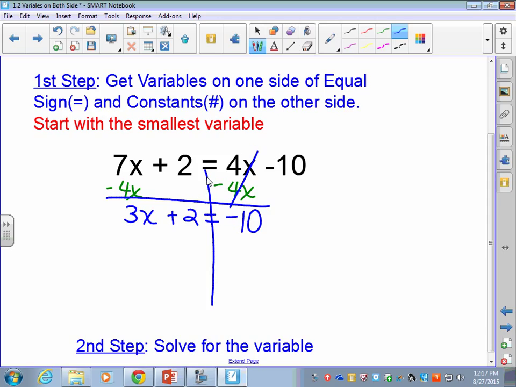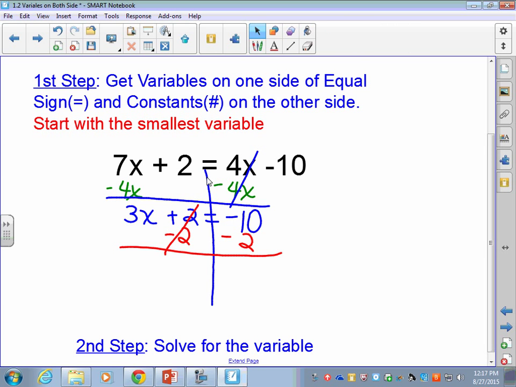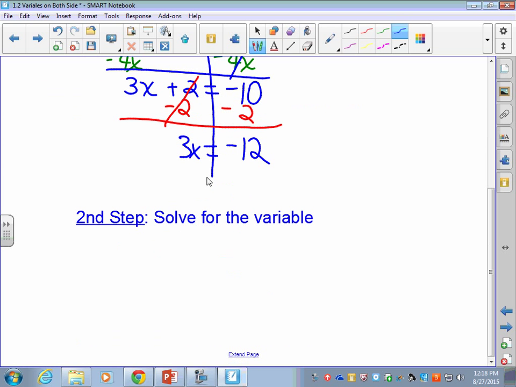Now, we have to get variables on one side of the equal sign and constants, numbers, on the other side of the equal sign. So now we have to undo what? The 2. It says plus 2, so to undo it, we're going to do minus 2. So they would cancel out. Okay? And then we're just going to rewrite our equation after we do the inverse operation. So when I rewrite it, I'm going to be left with 3x is equal to negative 12.